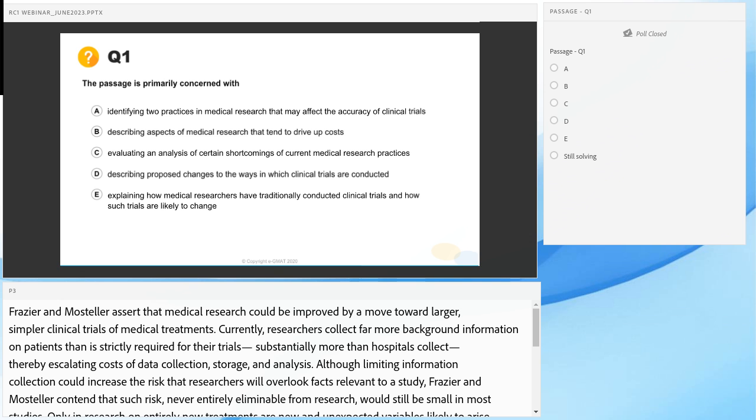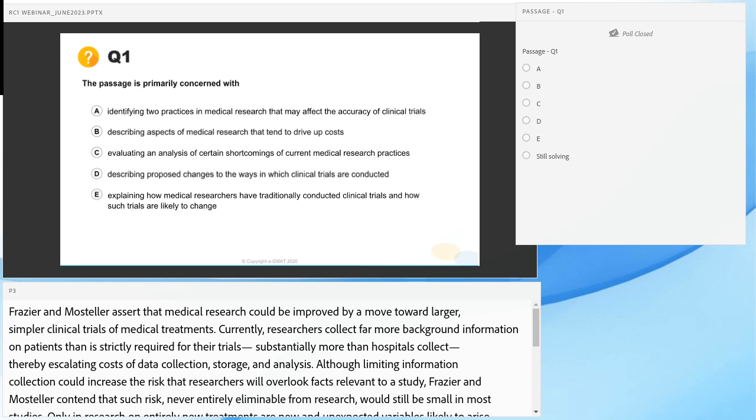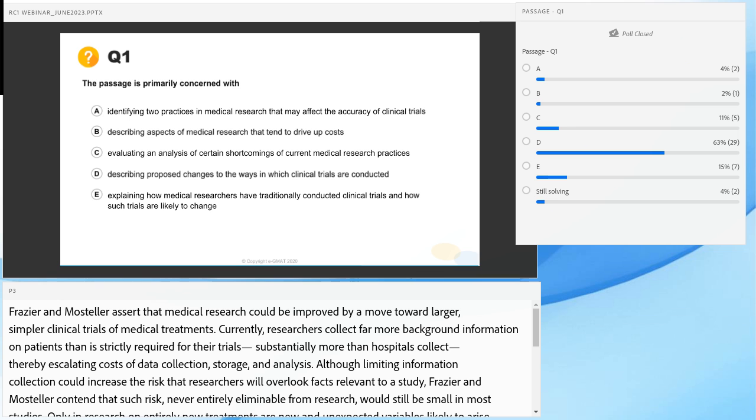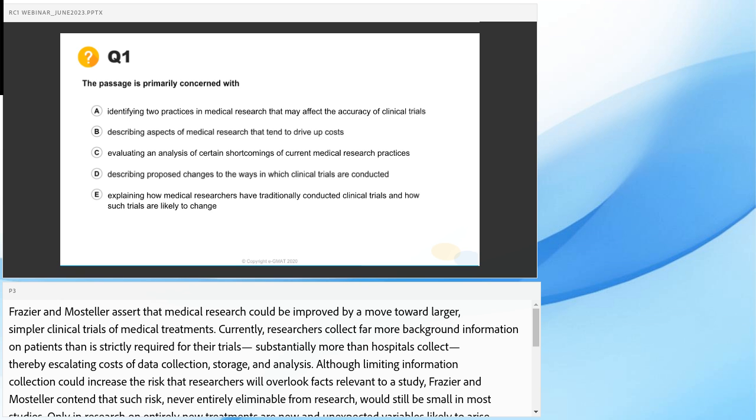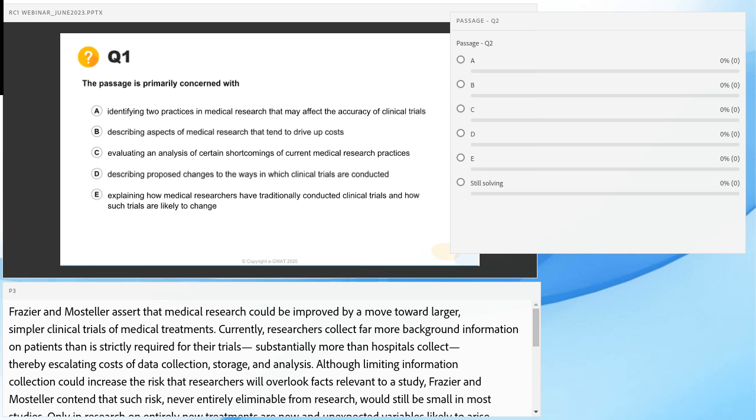I'm going to broadcast the results. You can see how you guys did. You guys did really well. Again, this is a 700 level passage. I'm going to hide this. You guys know the drill, still solving. Let's get 30 people to say still solving before I show the question.